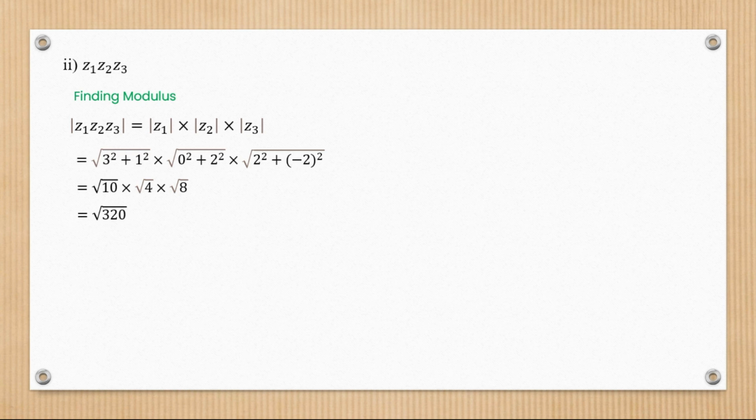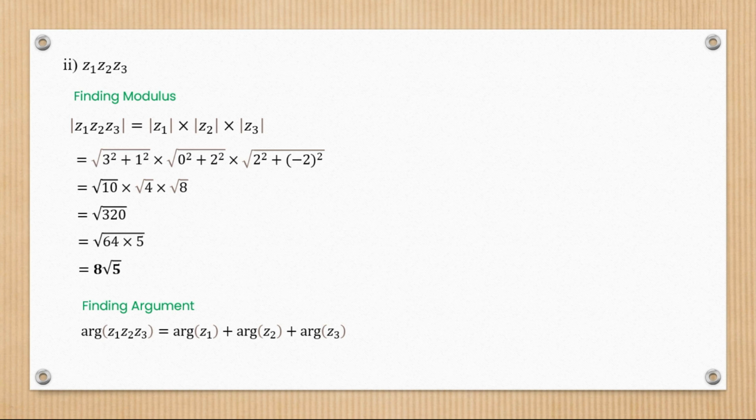And then we know that root of 20 is the same as root of 64 times 5. We know that root of 64 is 8, so the 8 goes outside the root, and then we're left with 8 root 5.